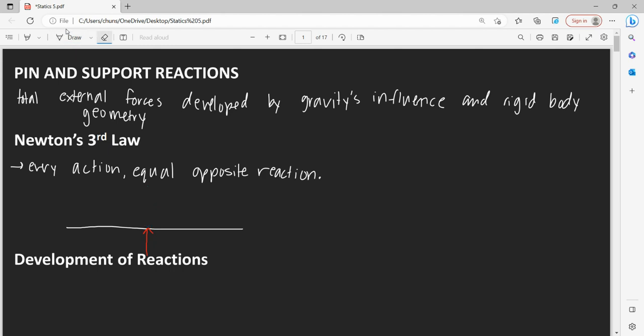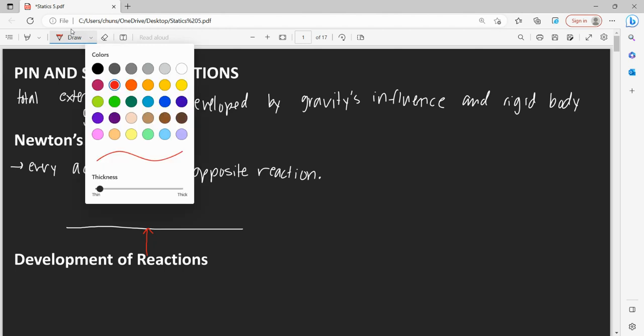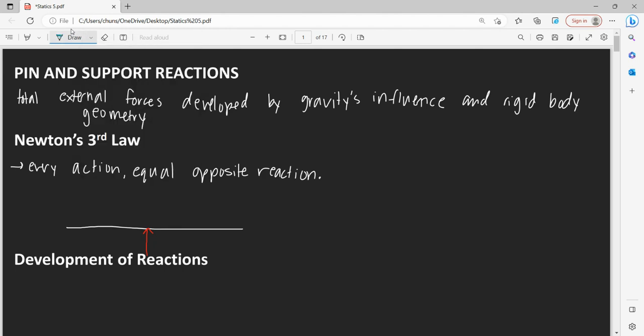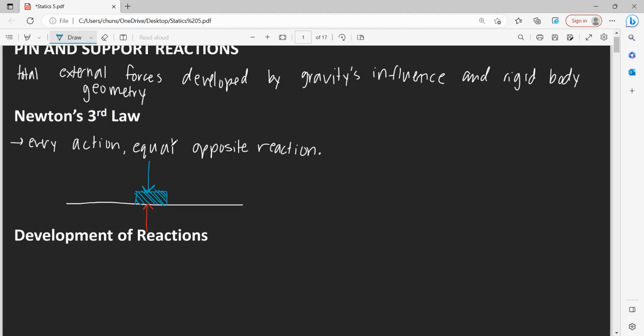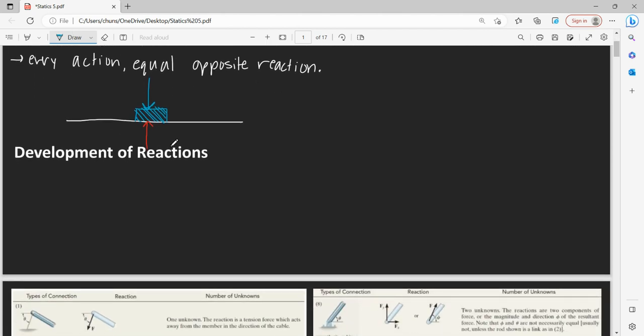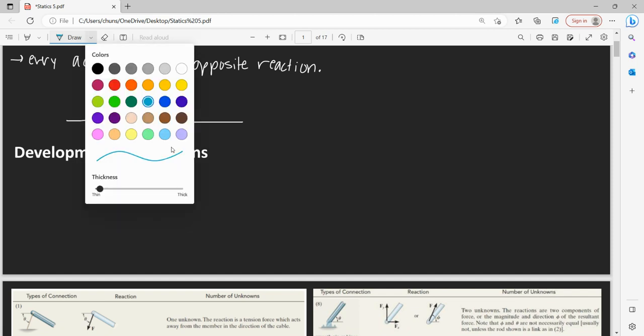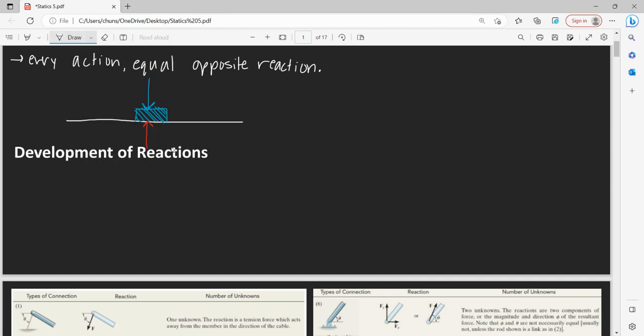So say if you wanted to keep just like a block in place, you would also need the reaction to the gravity in order to keep that box in place. So that's what we're going to be talking about. We're going to be talking about those reactions from that action of gravity and the weight of our rigid bodies. So we're going to talk about where our reactions are developed.